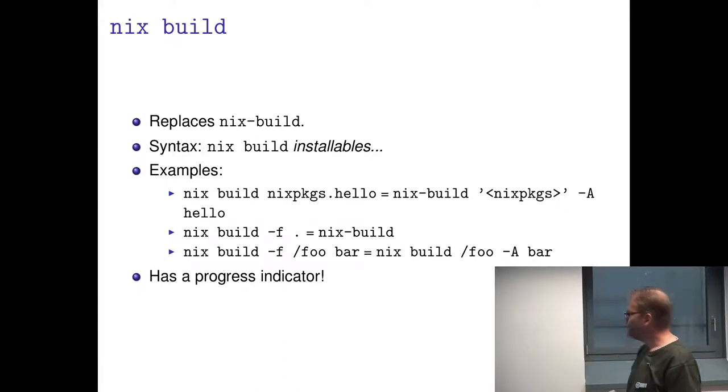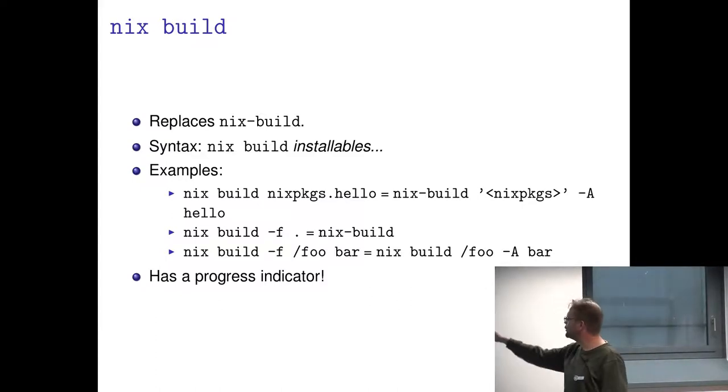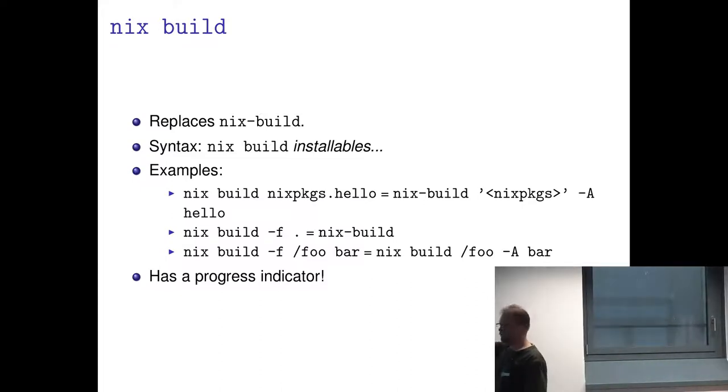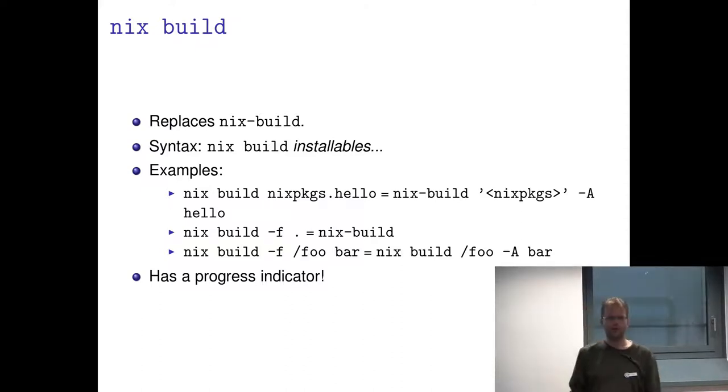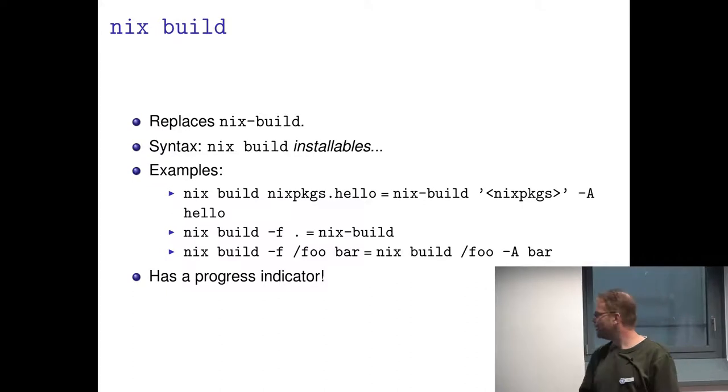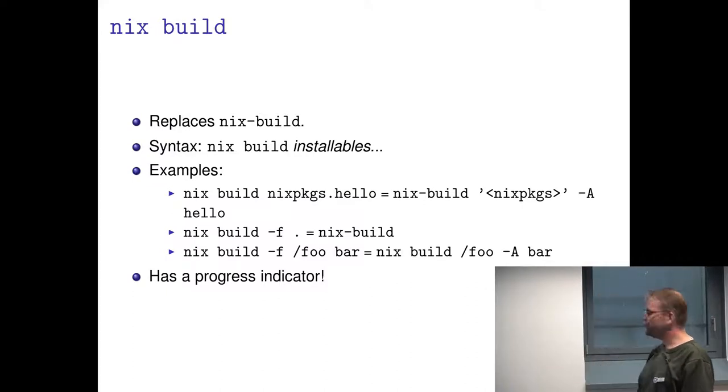Now I have a bunch of random subcommands. So there is a command called nix build. So this is intended to replace nix-build. And so the general syntax of most of these nix commands is that they get a set of so-called installables, which is, well, maybe not a great term, but it's intended to be something that can evaluate to a store path. So it can be a store path directly or a symlink to a store path. But it can also be an attribute name, like nixpkgs.hello.